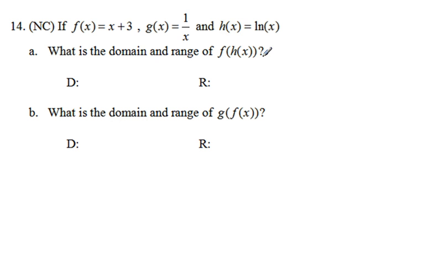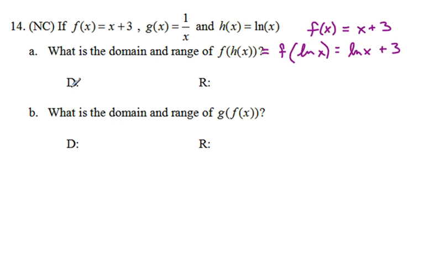So first, let's write f of h of x. In this case, h is our input, so we really have f of ln of x. And if we write our rule for f of x above, so if we know that f of x equals x plus 3, which is telling us that if our input is x, we take input plus 3. Now our input is natural log x, which means we're going to take natural log x plus 3.